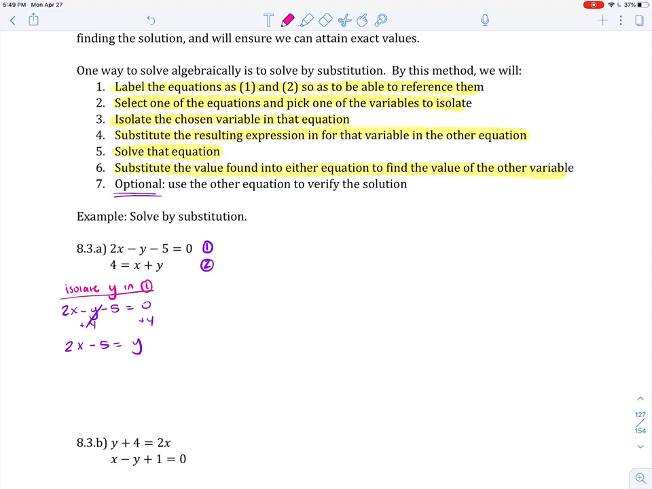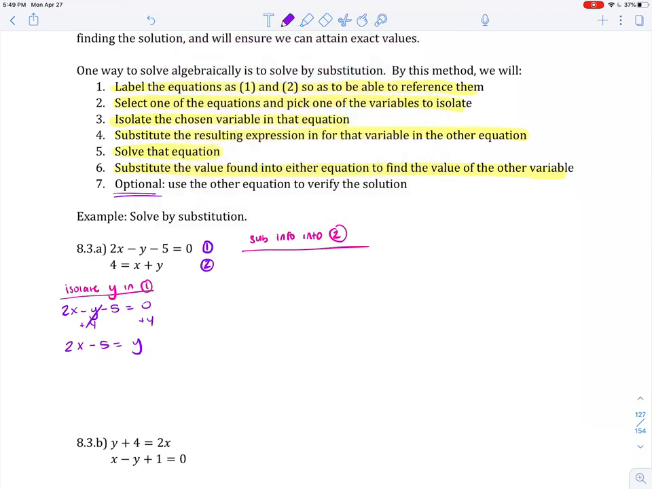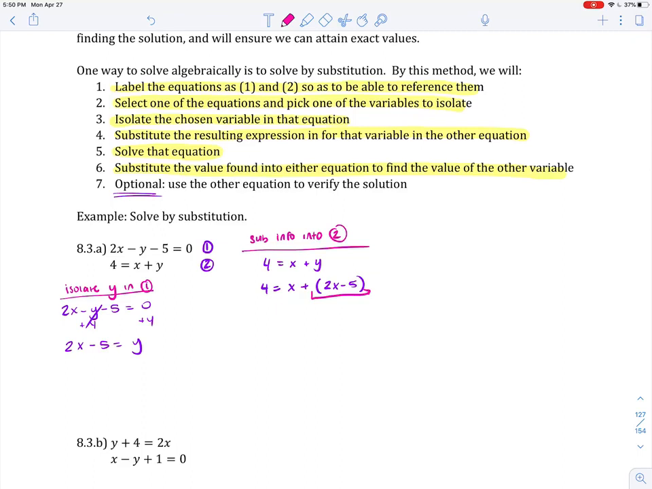Step number 4. We are going to substitute the resulting expression, so that y is equal to 2x minus 5, into the other equation. So we are going to substitute into equation 2, right? Because we used equation 1 to isolate y. So equation 2 is 4 is equal to x plus y. But now every time we see a y, instead of y, we're going to plug in 2x minus 5.